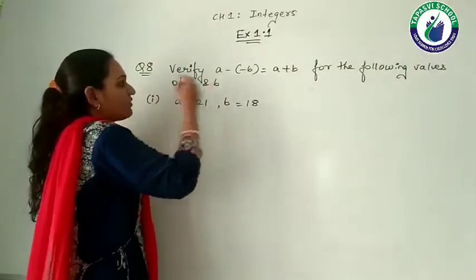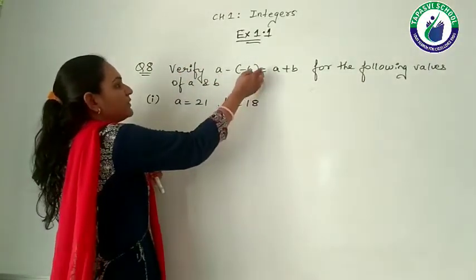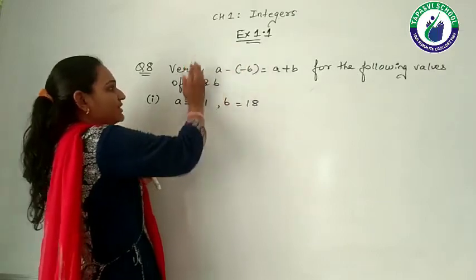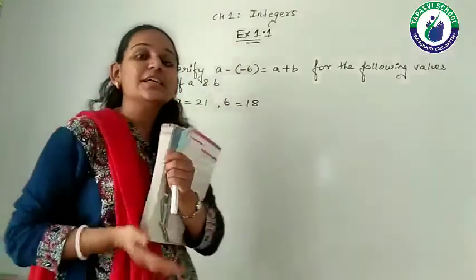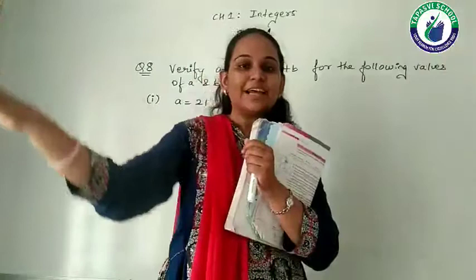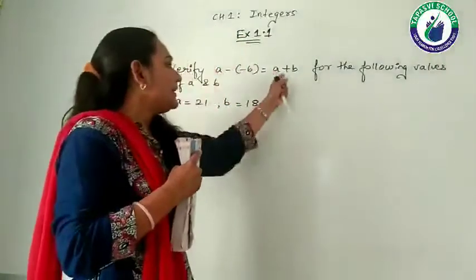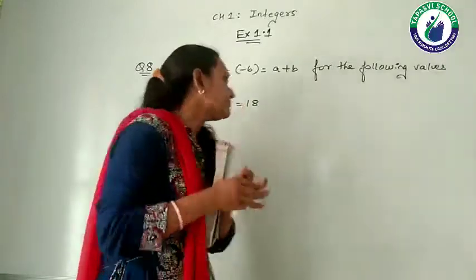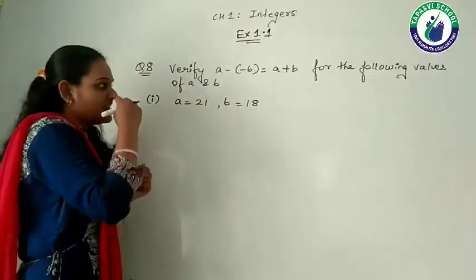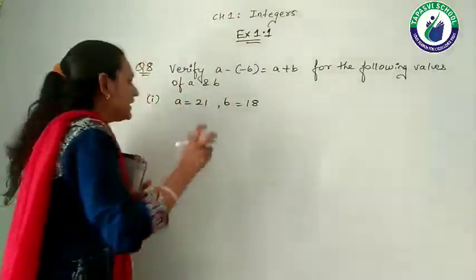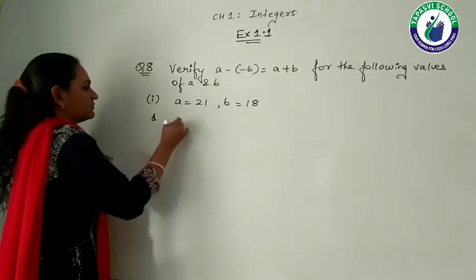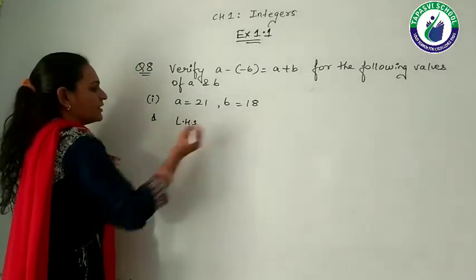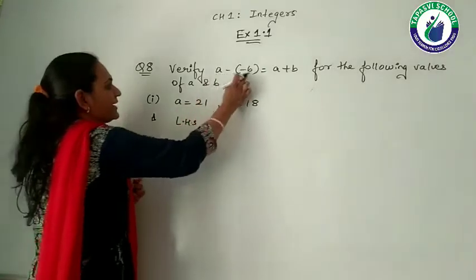Now, whatever we write on the left side of equal to, we consider it as our LHS, that means left hand side, and whatever I write on the right side of equal to, I will call my right hand side. So first I am going to solve my LHS. LHS means a minus b.